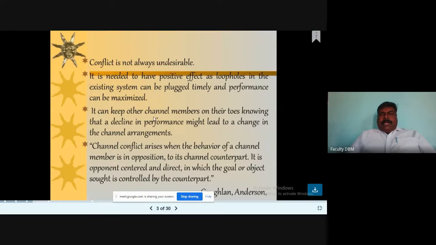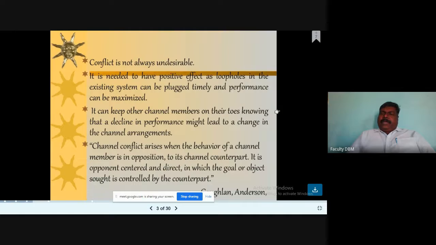It can keep other channel members on their toes, knowing that a decline in performance might lead to a change in the channel arrangement. If there is a fight between these channel members, then the performance of the company's products will decrease. Then it will be havoc, so we have to see that it should not go on. Channel conflict arises when the behavior of a channel member is in opposition to its channel counterpart, and it is opponent centered and direct, in which the goal or object sought is controlled by the counterpart.